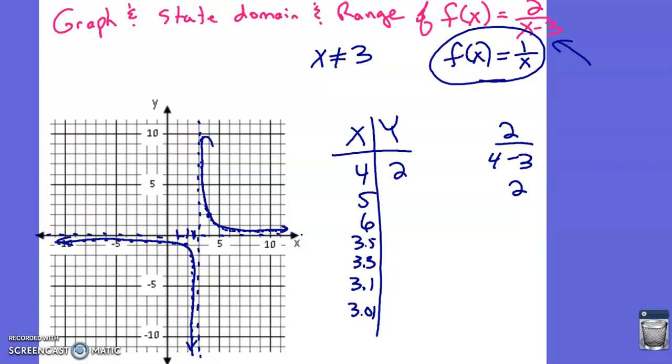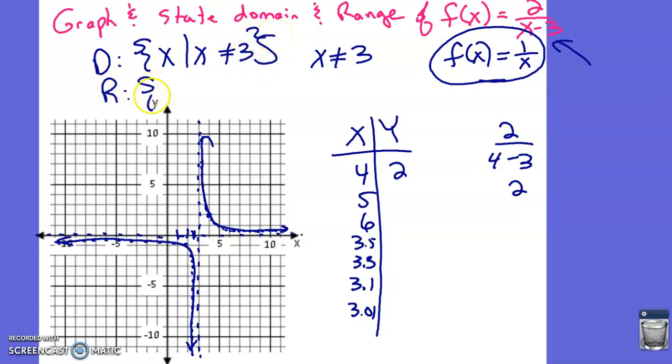Notice the domain and range, by the way. x can be anything except 3. The domain is all the real numbers, so x is all numbers such that x cannot equal 3. And then the same thing with the range: y can be anything except it cannot equal 0.